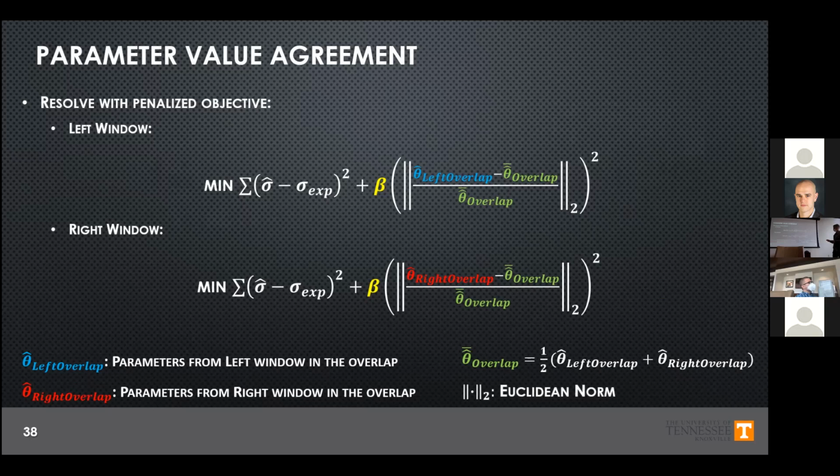So what the vector represents inside the norm here is just the difference in our values from the left window and the right window compared to their average value. This green term is just the average of the parameters for the 2 windows. And then we're going to take the squared of the L2 norm. So it's just looking at the relative error, the relative difference between the left and the right versus that average.